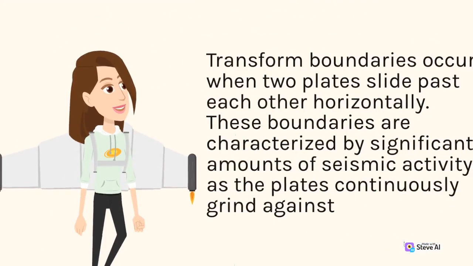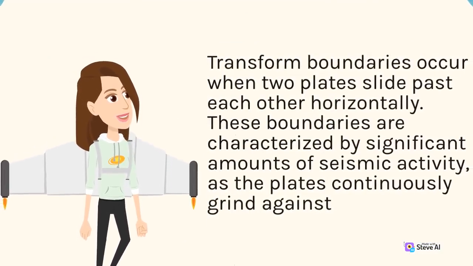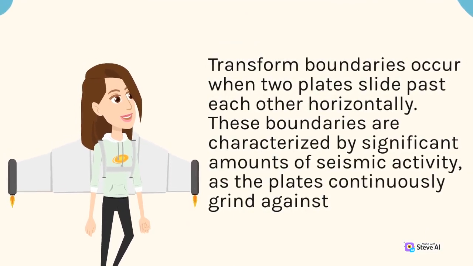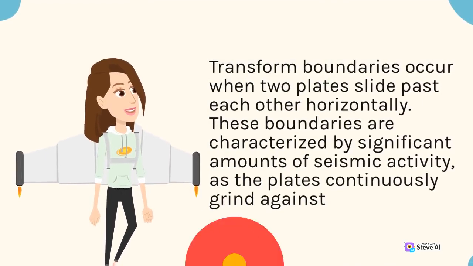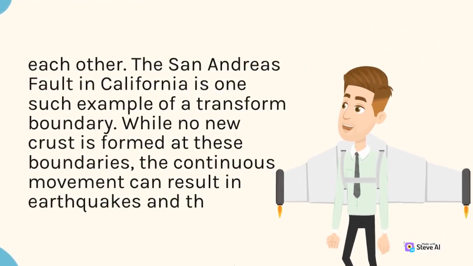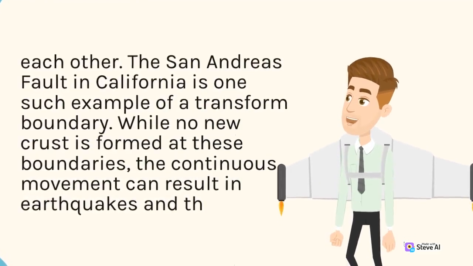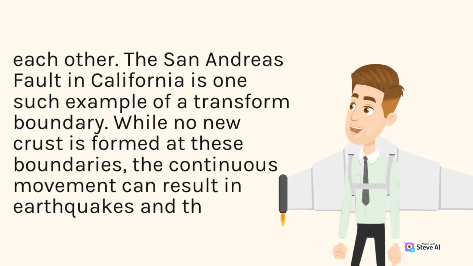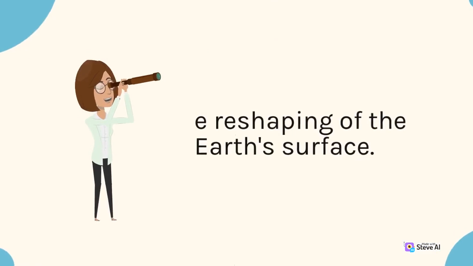Transform boundaries occur when two plates slide past each other horizontally. These boundaries are characterized by significant amounts of seismic activity, as the plates continuously grind against each other. The San Andreas Fault in California is one such example of a transform boundary. While no new crust is formed at these boundaries, the continuous movement can result in earthquakes and reshaping of the Earth's surface.